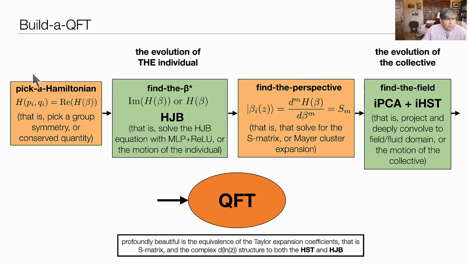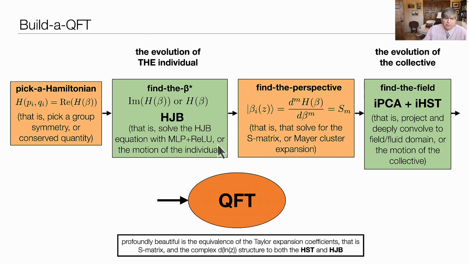First of all, you pick a Hamiltonian, that is, you pick the group symmetry or the conserved quantity, right, which is the real part of this complex Hamiltonian. Then you find the beta star, which is equivalent to finding the imaginary part or the complete Hamiltonian, which is also equivalent to solving the Hamilton-Jacobi-Bellman equations, right? Remember, we don't analytically solve those. We are going to approximate those with an MLP with ReLU, right?